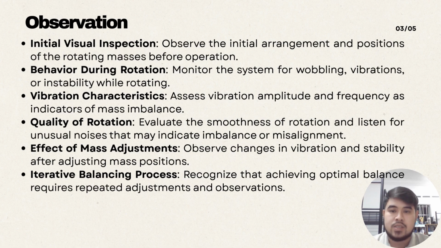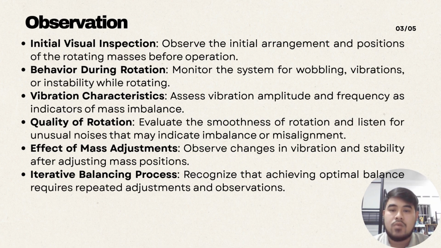My part is observation. Initial visual inspection: observe the initial arrangement and position of the rotating masses before operation. Second, behavior during rotation: monitor the system for wobbling, vibration, or instability while rotating. Next is vibration characteristic: assess vibration amplitude and frequency as an indicator of mass imbalance.